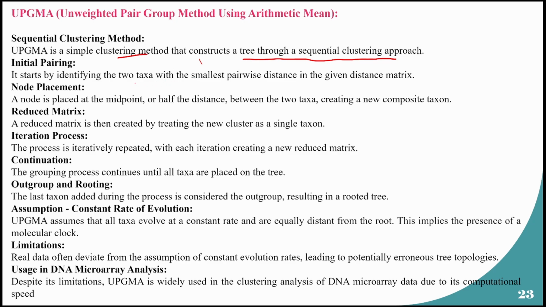And here it's interesting that it starts by identifying the two taxa with the smallest pairwise distance in a given distance matrix. So this entire process is based on distance, right? How you calculate that, you can think of it this way: distances are representative of mismatches in sequence. Okay, you can think of it in that way also.